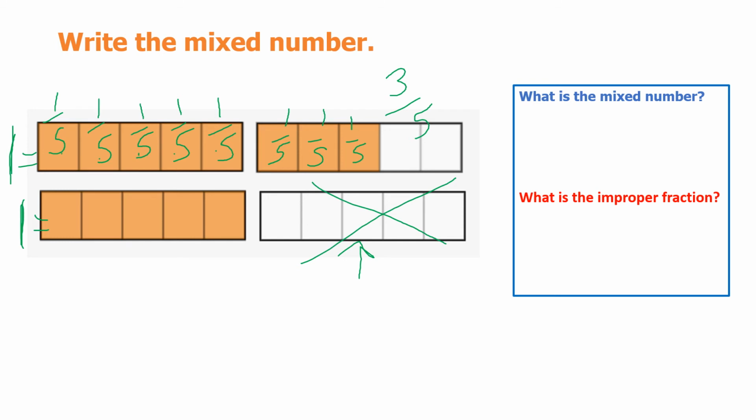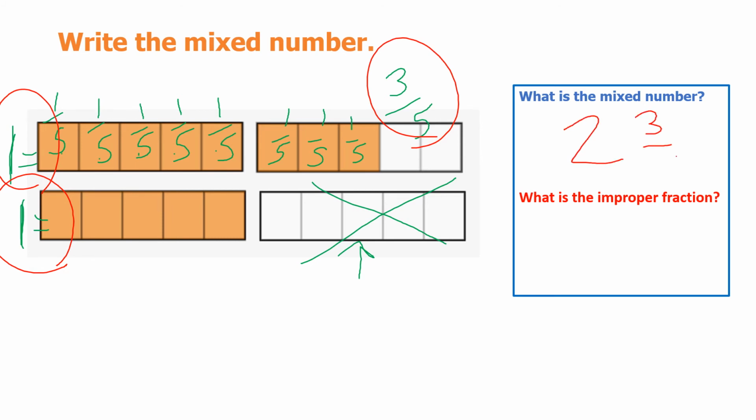All right, so now I have to go back and decide what my mixed number is. So I've got 1 whole, 2 wholes, and 3/5. So I have 2 wholes and 3/5. That's my mixed number. Now for my improper fraction, I have to count all my fifths. So I had 1/5, 2/5, 3/5, 4/5, 5, 6, 7, 8, 9, 10, 11, 12, 13. This means I have 13 fifths. That is my improper fraction.